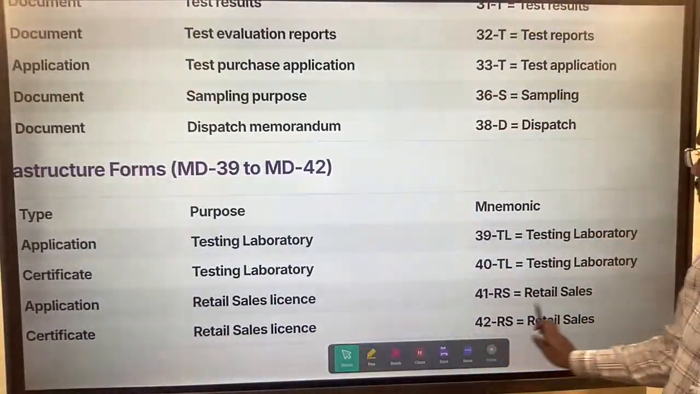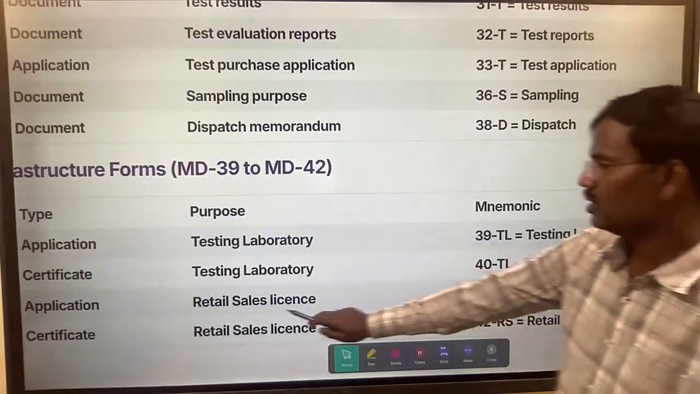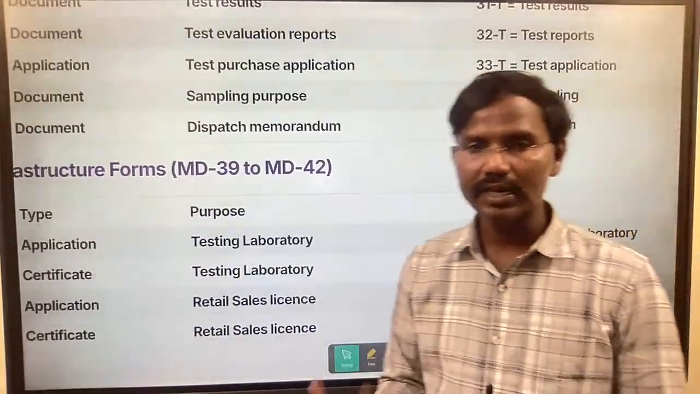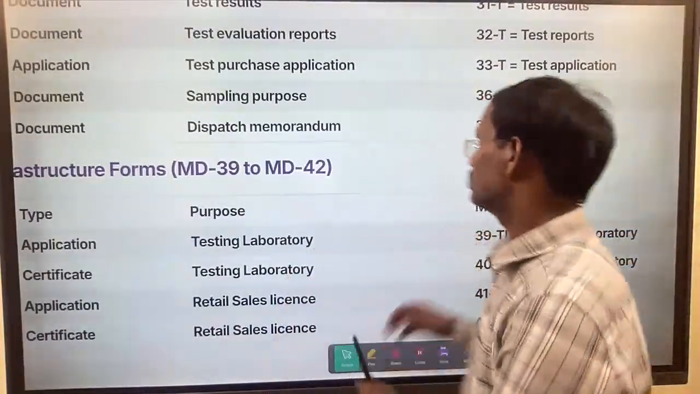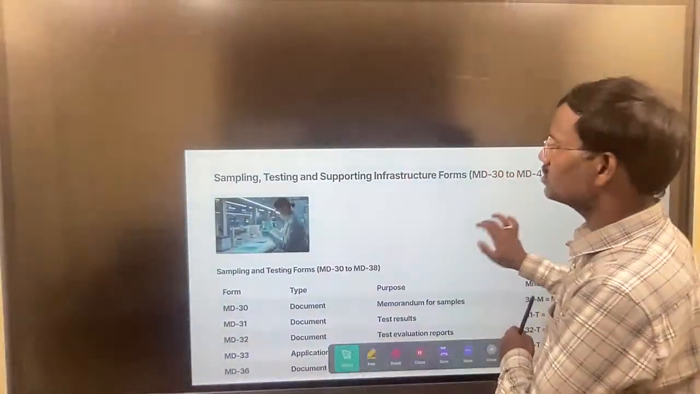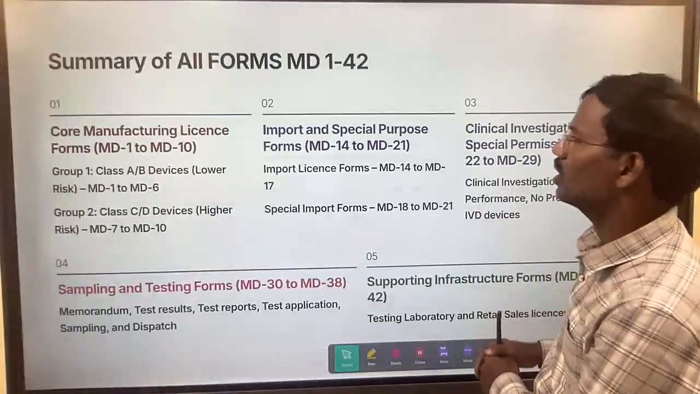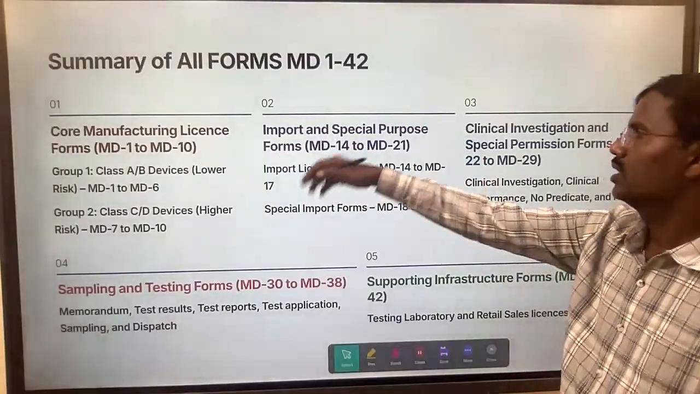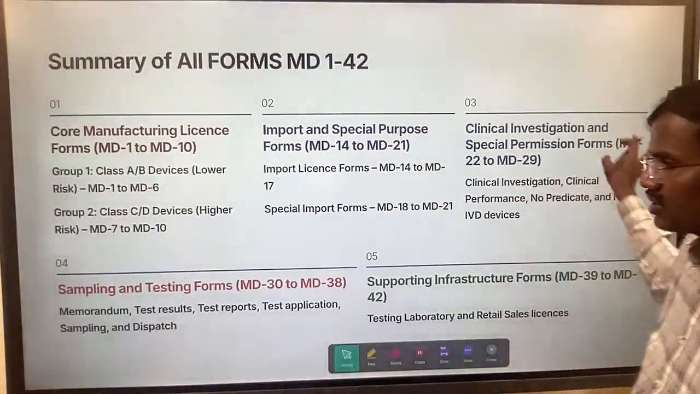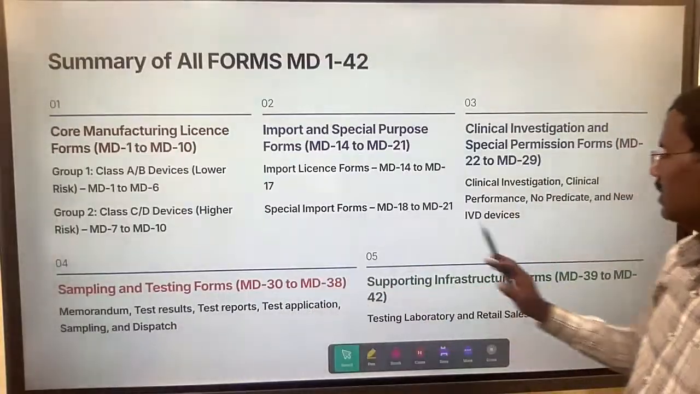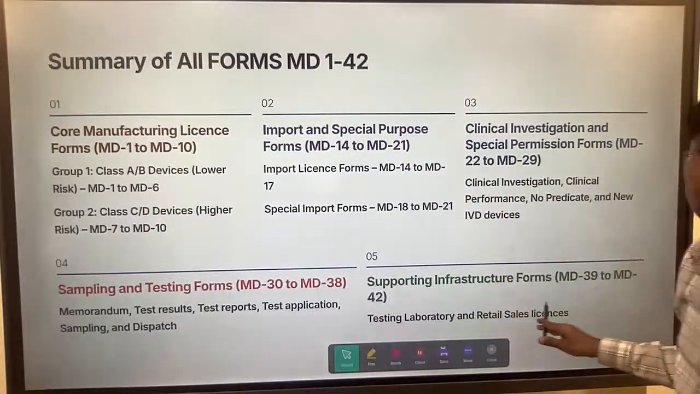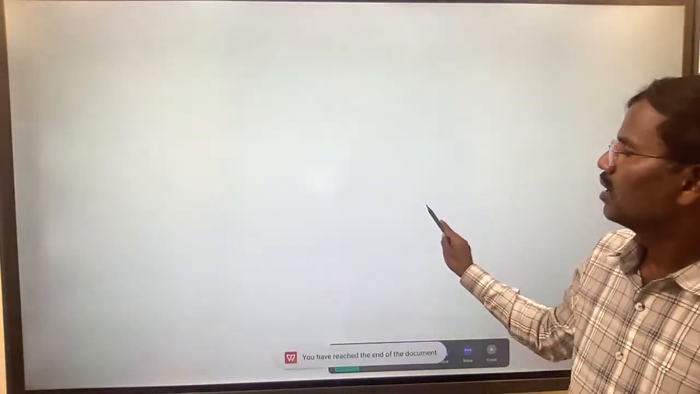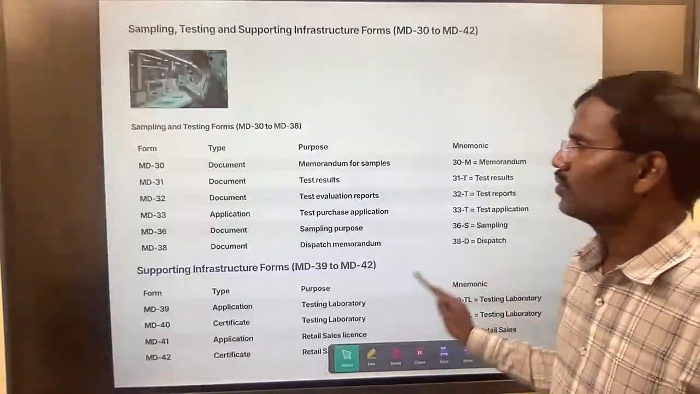So the retail sale of medical device application is in 41, and in 42 they will get the license for retail sale of medical devices. This is how forms 1 to 42 should be remembered. This is a summary of all forms: core manufacturing forms, then import forms, then clinical investigation forms, sample testing forms, and then supporting infrastructure forms 39 to 42. This is how you have to remember the forms.